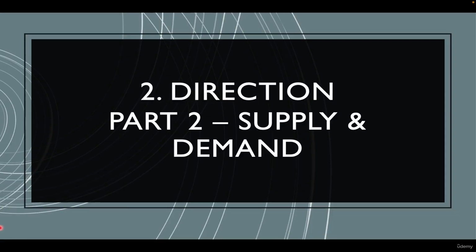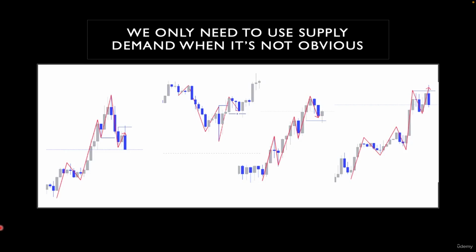Hello and welcome to the video again. This is part 2 of direction, which is supply and demand. Now remember we said previously we will only need to use supply and demand zones when it's not obvious which way we're trending, or it's not obvious who is in control of price.